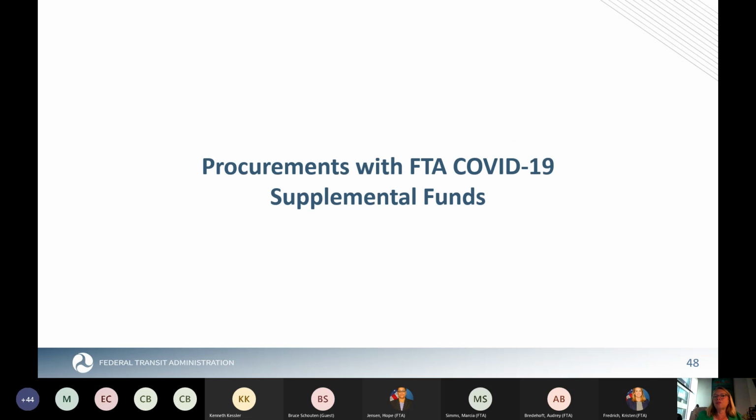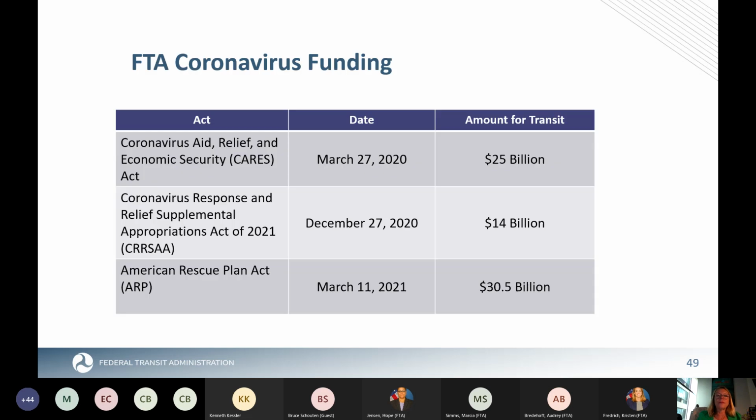So now we're going to end just with some high level information about COVID-19 supplemental funds in FTA. As most of you are probably aware, there were three big funding acts that were passed. The first, March of 2020, was CARES. That gave $25 billion to transit. The second is CRRSAA, which was the supplemental act in December of last year, $14 billion. And the most recent was March of this year, the American Rescue Plan Act, which gave $30.5 billion to transit.